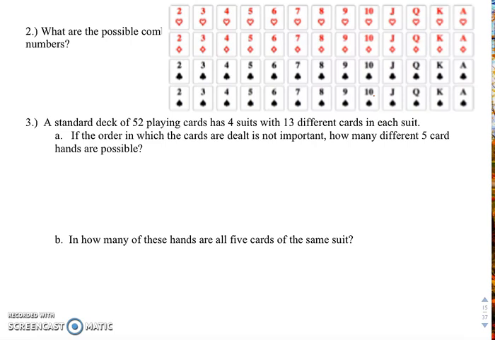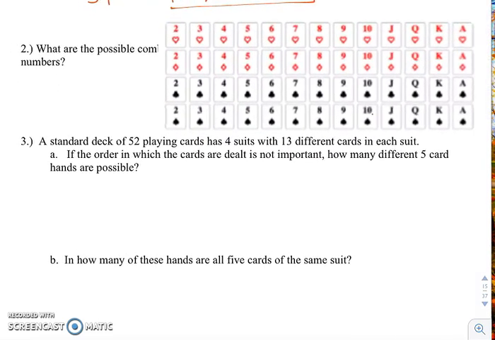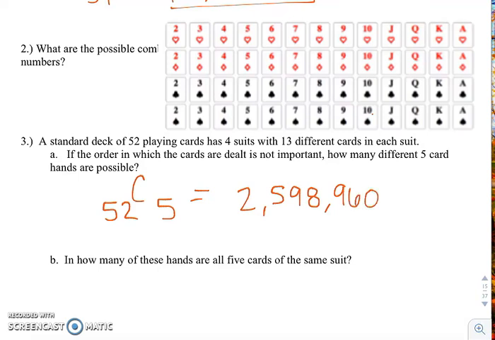So if we don't care what 5 cards we're getting, we just care what possible 5-card hands we could get. If there's a total of 52 cards in the deck, we would do 52 choose any 5 of those cards for your hand, and we would just put that into the calculator, and we'd end up with 2,598,960 possible 5-card hands.